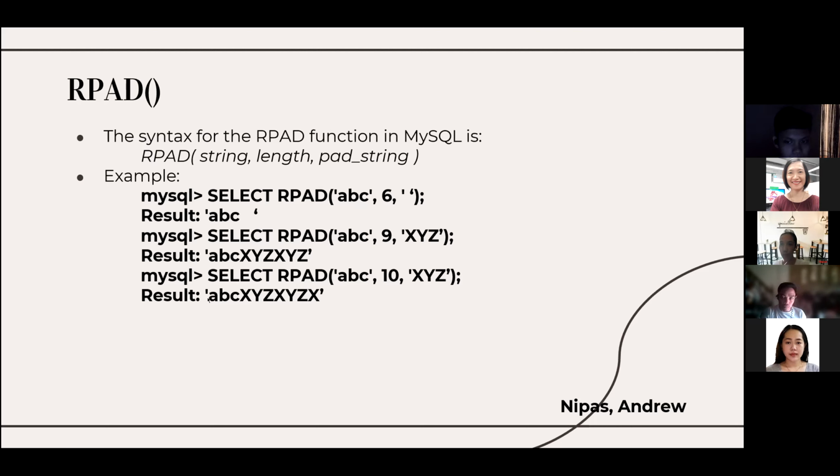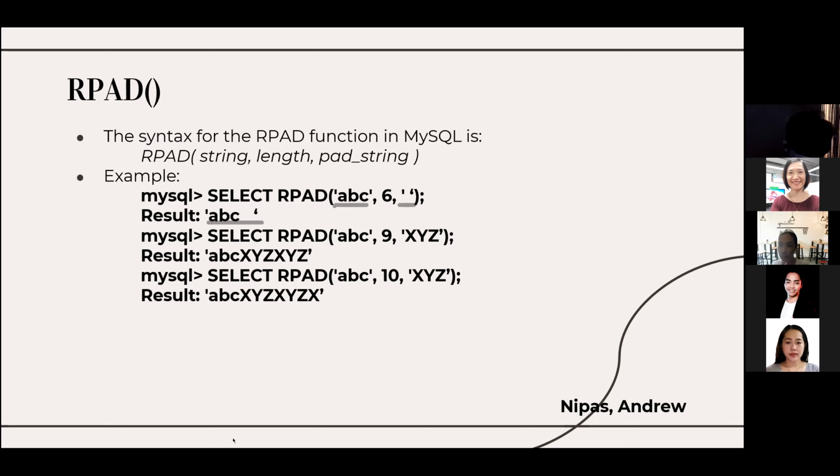Okay, so for the RPad, it's just the opposite of LPad, which means the right side of the string will be padded. Consider the string is ABC, the length is 6, and the pad string is just a space. It will just add spaces to the string.